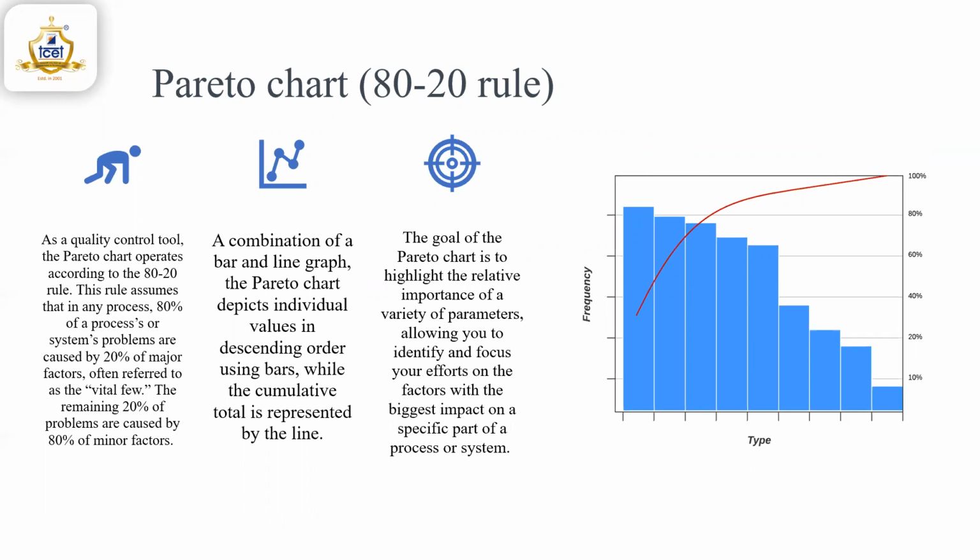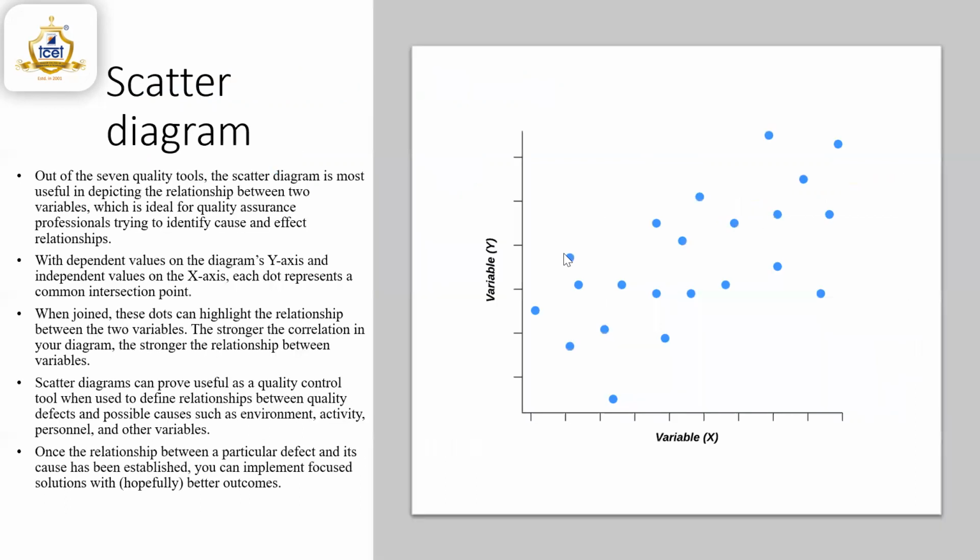A combination of a bar and a line graph, the Pareto chart depicts individual values in descending order using bars, while the cumulative total is represented by a line. So the goal of the Pareto chart is to highlight the relative importance of a variety of parameters, allowing you to identify and focus your efforts on the factors with the biggest impact on a specific part of the process or system. So you can see here the frequency versus the time. It's a combination of a bar and a line graph where these are individual values in descending order and the cumulative total is given as a line over here.